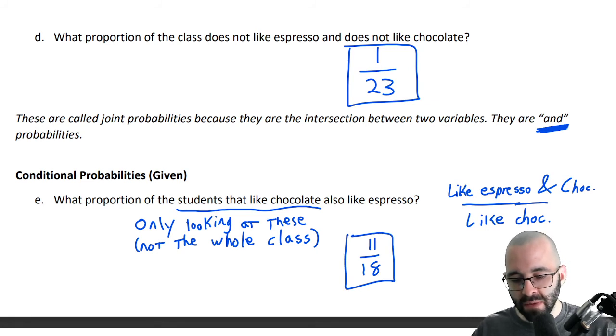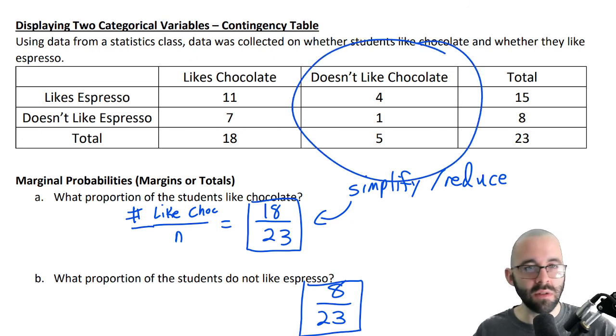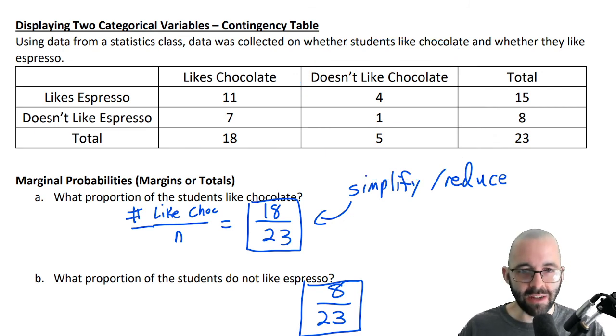But in the meantime, be very careful with the wording here. What proportion of the students that like chocolate also like espresso? 11 out of 18 students who like chocolate also like espresso. Okay? These students have nothing to do with this question. It's only asking information about people who like chocolate.